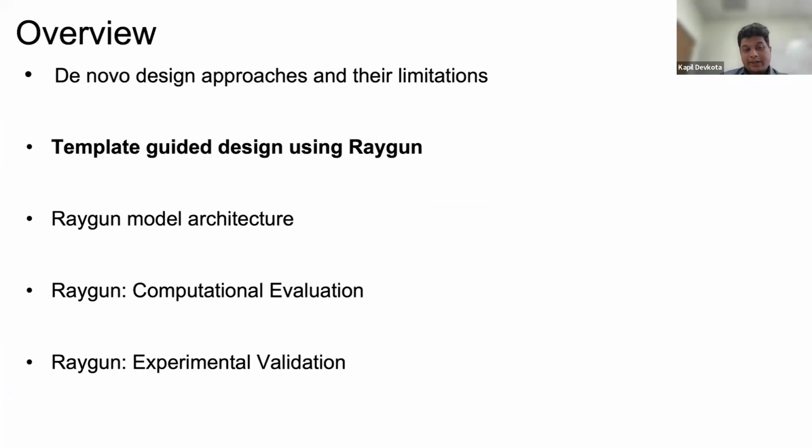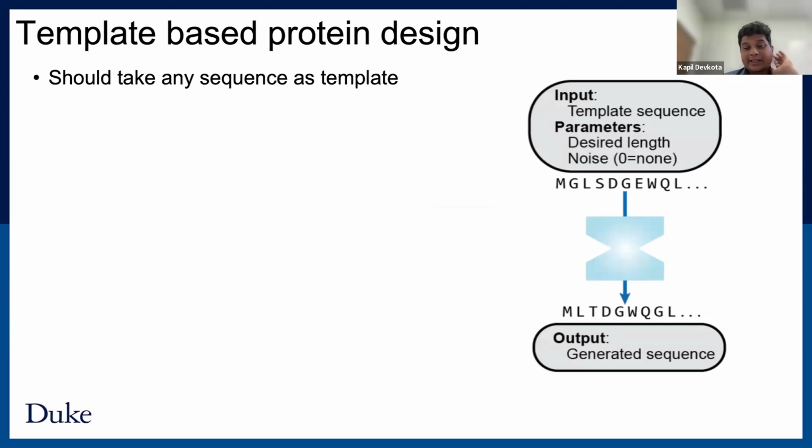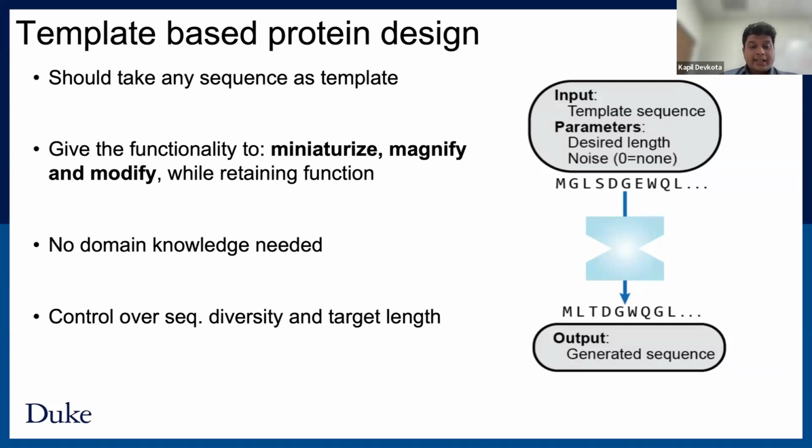Now we move on to the second part, where we describe what template guided design is. Template guided design should take an existing sequence, any sequence, as a template, and give functionality to miniaturize, magnify, and modify the template protein while retaining function. The third thing is that it requires no domain information to operate. And it should potentially give users control over the sequence diversity and target length while preserving template function in some way.